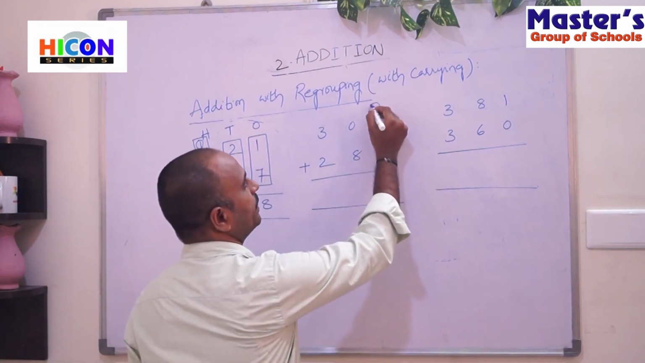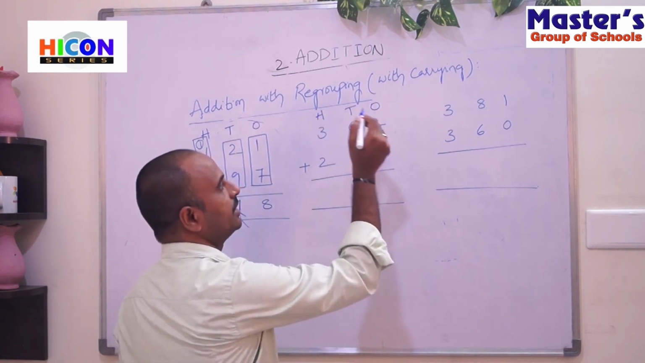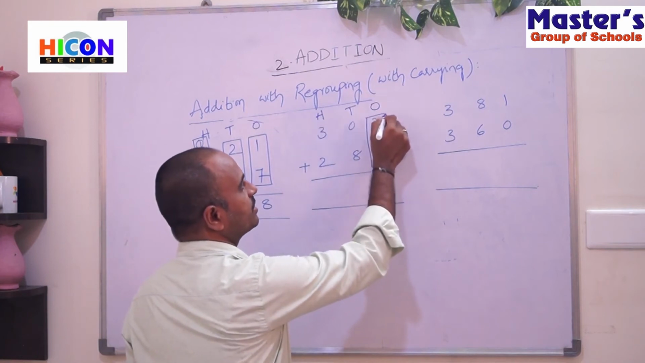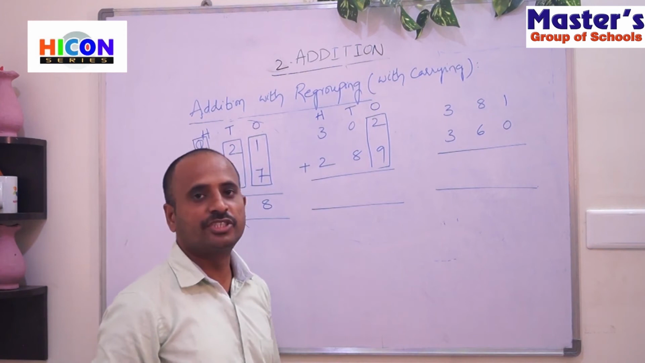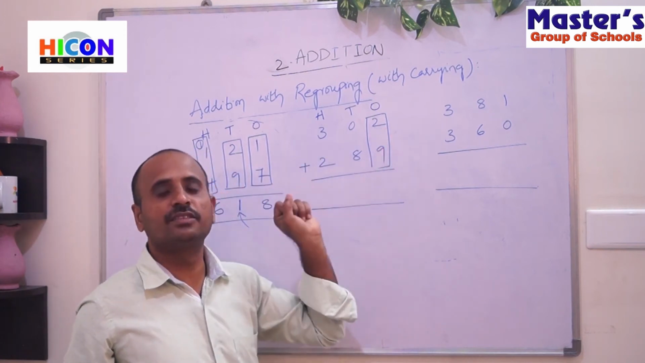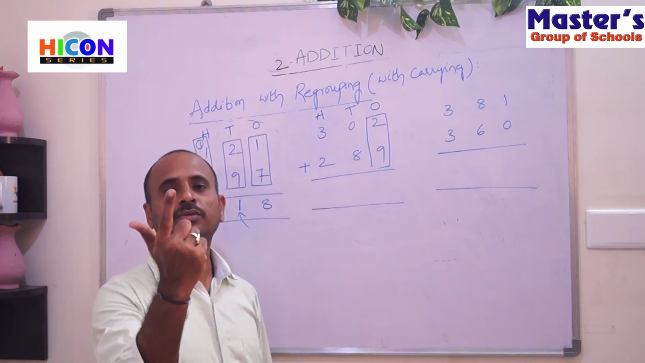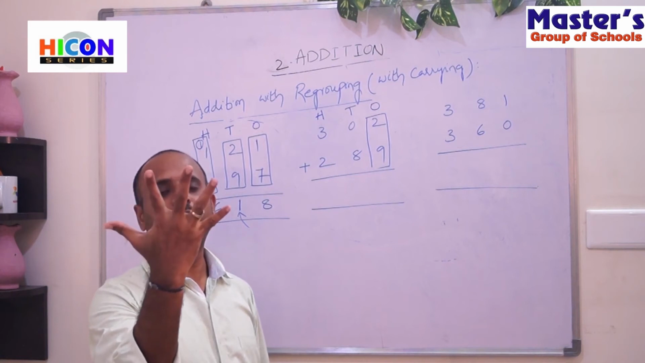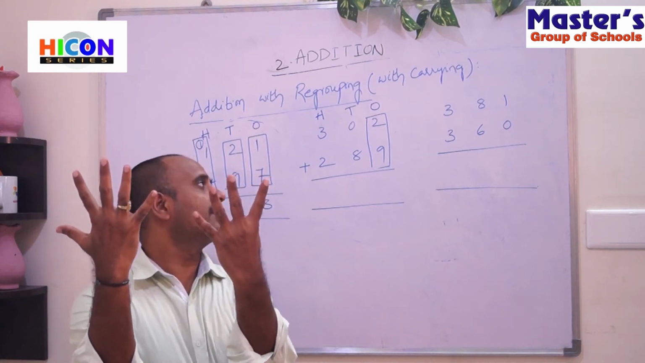So this is the ones place and this is the tens place. This is the hundreds place. Here 2 and 9 are present in the ones place. So start addition from the ones place. Here the first digit is 2, the second digit is 9. So lift 9 fingers of your hand. 1, 2, 3, 4, 5, 6, 7, 8, 9. So these are the 9 fingers.